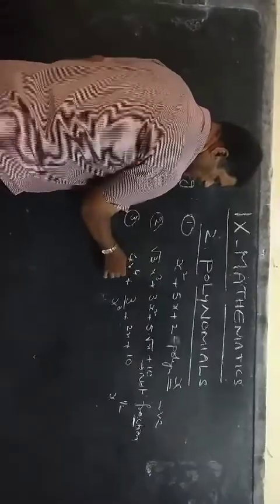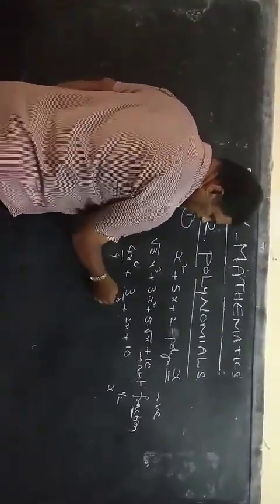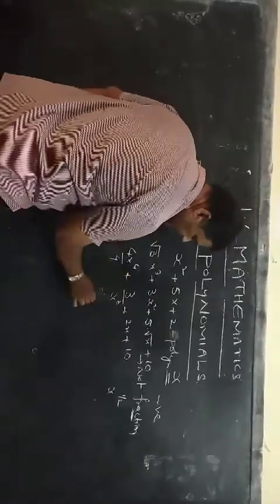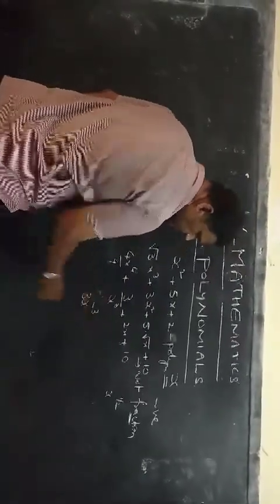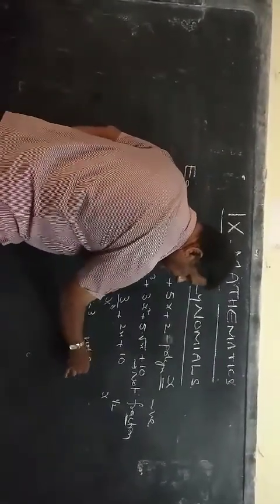Here x to the power 4, the exponent, the degree of the term, is 4. Here x cube is in the denominator. If you bring it to the numerator, it will become x to the power minus 3. If x power is negative, it is not a polynomial.